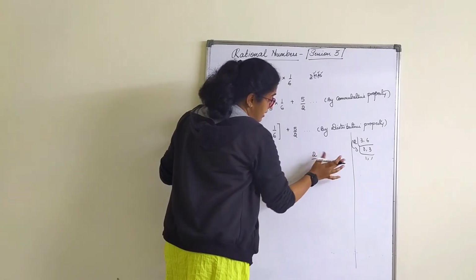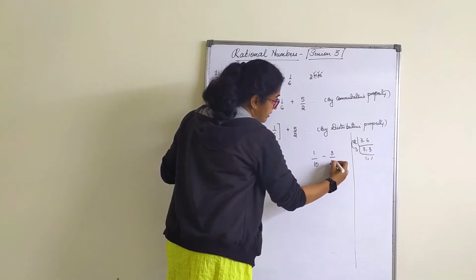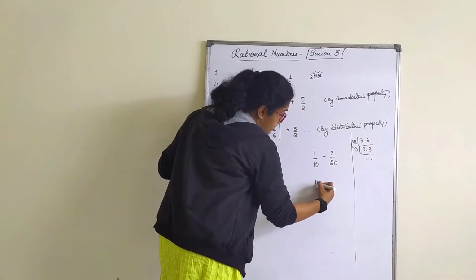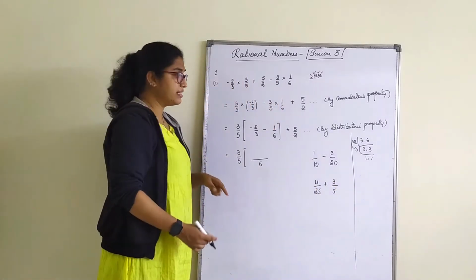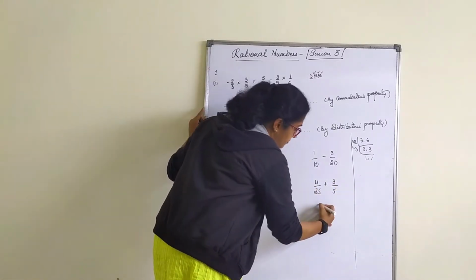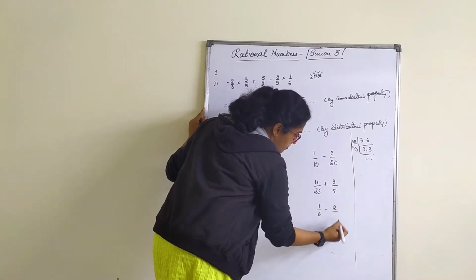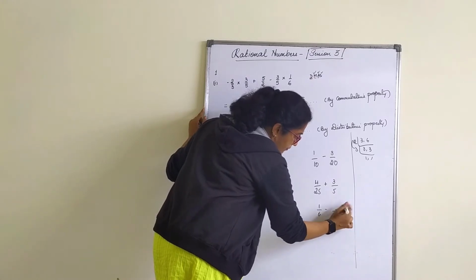Let me take the number as 1 by 10 minus 3 by 20. It's a number. Another number is 4 by 25 plus 3 by 5. Now in both the cases, I'll take one more number: 1 by 6 minus 2 by 4. Okay, I'll take 1 by 4.